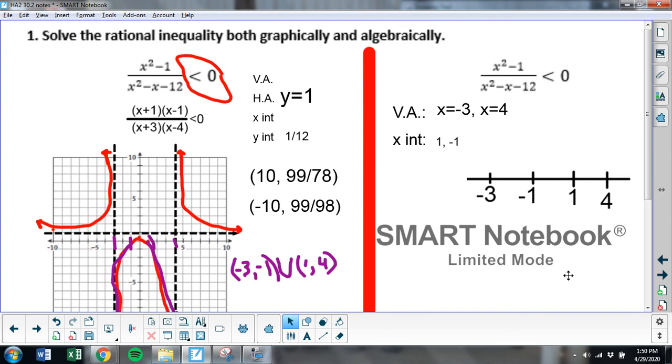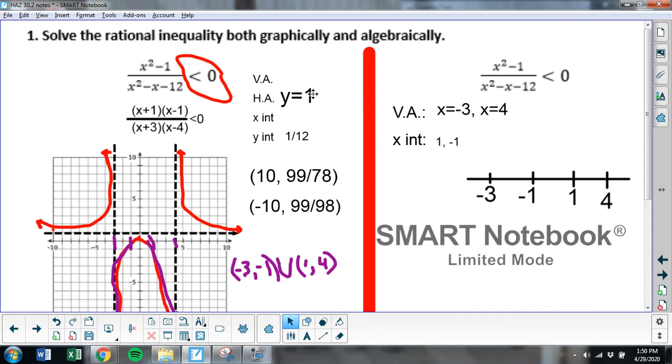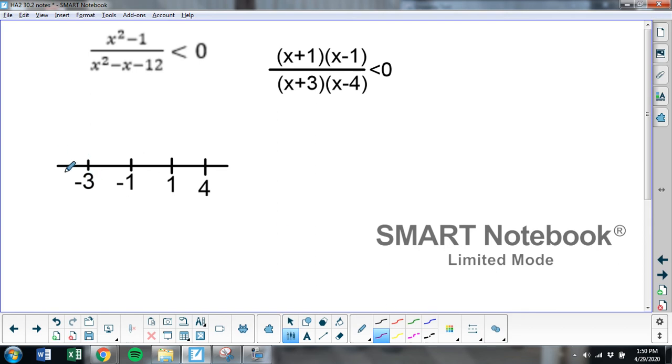To get myself more room, I'm going to go to the next slide, but we're still doing the same problem. So now that I have a number line, the only numbers on your number line are your vertical asymptotes and your x-intercepts. Now we're going to figure out in which case this is positive or negative. So pick a number on this side of negative 3, let's say negative 5. If I were to plug in negative 5 here, would I get a positive or a negative? I'd get a negative.